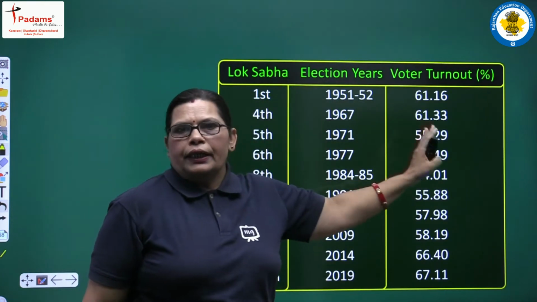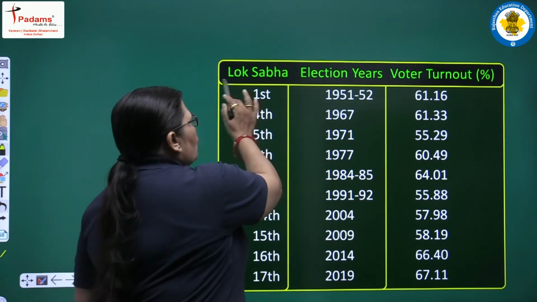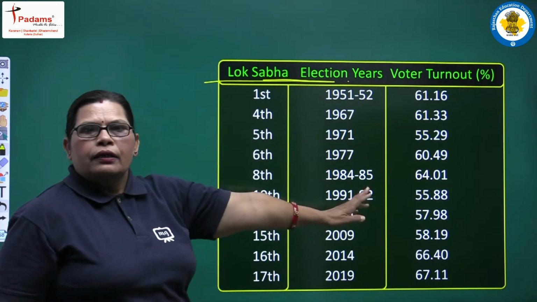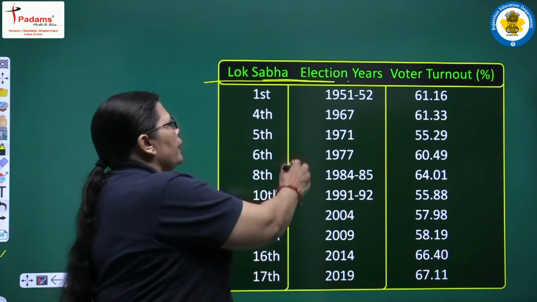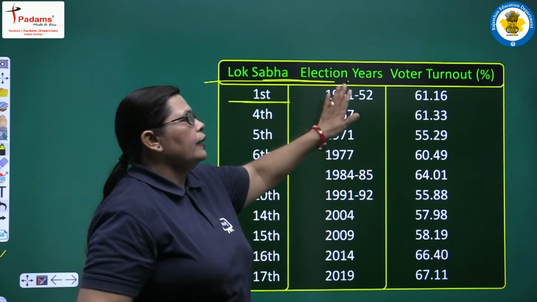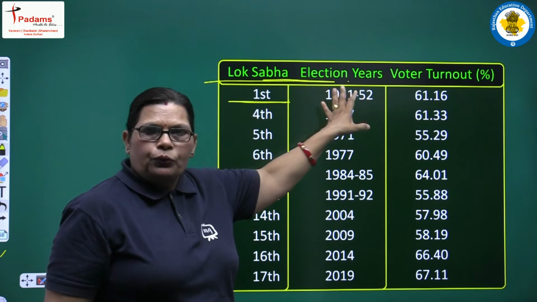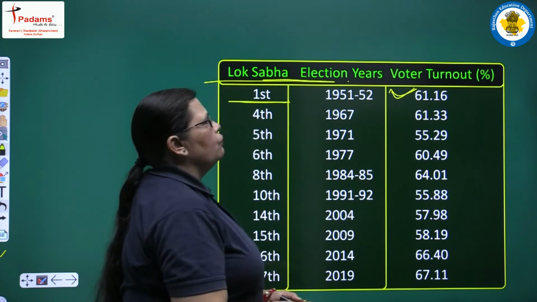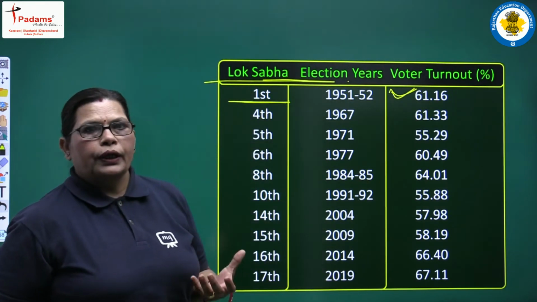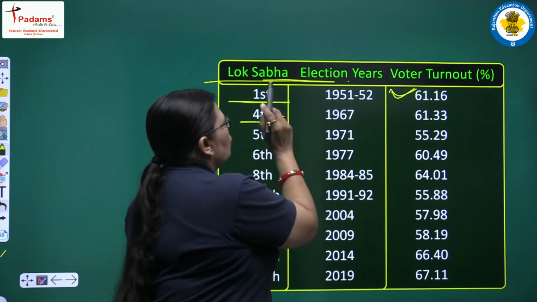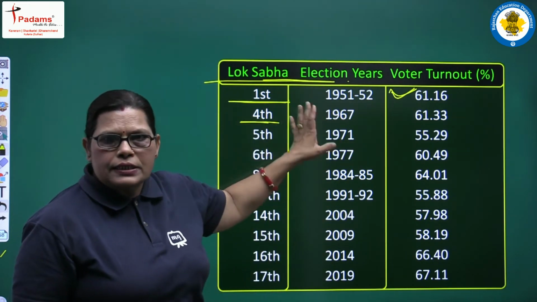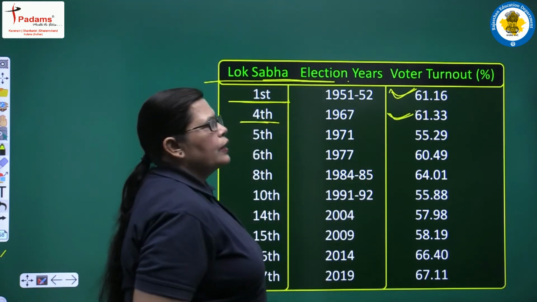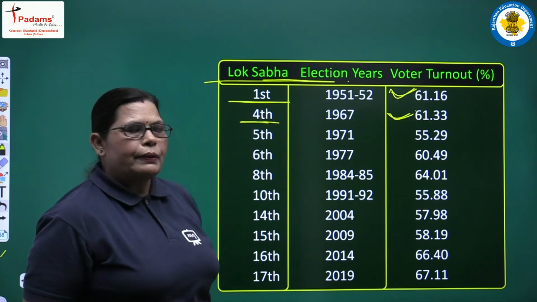See, this is the table of what, students? Lok Sabha elections, years and voter turnout in percentage. We will discuss it in the percentage session. See, we had our first Lok Sabha in 1951-52, and at that time 61.16% of voters voted. The fourth Lok Sabha was in the year 1967, and in that one 61.33% of voters were there to elect their representatives.